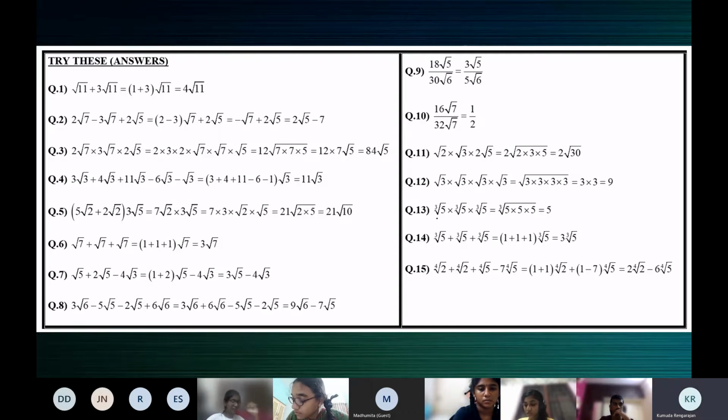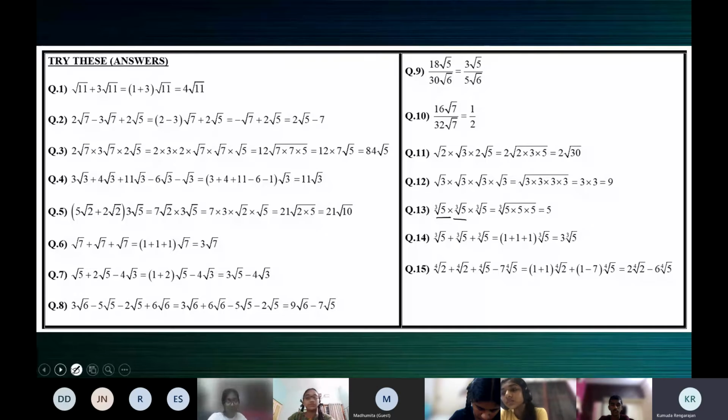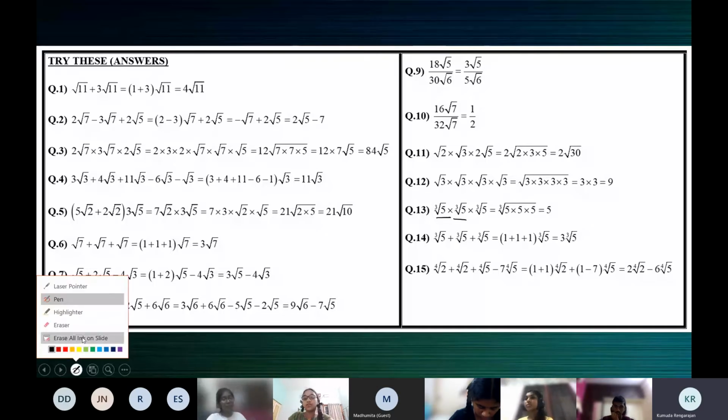See the 13th one, children. Cube root of 5 into cube root of 5. Ma'am, in 12th and 13th, in 12th I got the answer as root of 81 and root of 81 is 9, ma'am. Is that also correct, ma'am? Correct, but I don't want you to multiply. You're right. Even if we multiply everywhere, we will get the same correct answer.